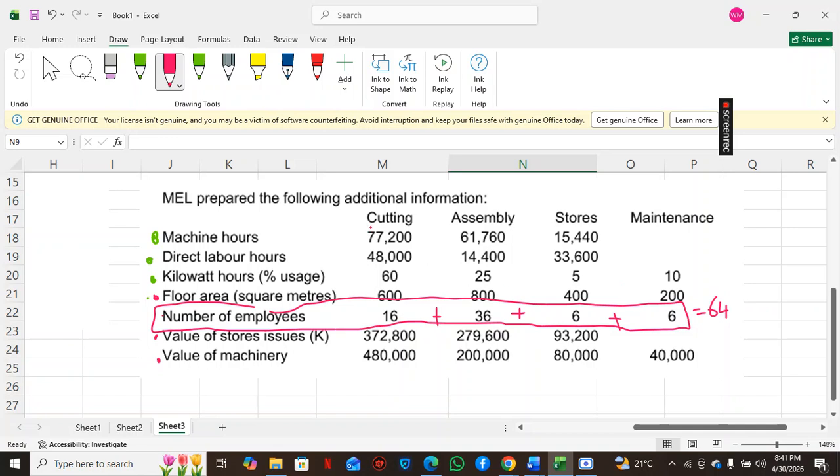Okay. So for the cutting department, they've got 16 workers. Just hold on, colleagues. Let me just get this going.